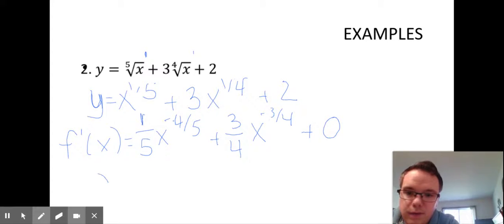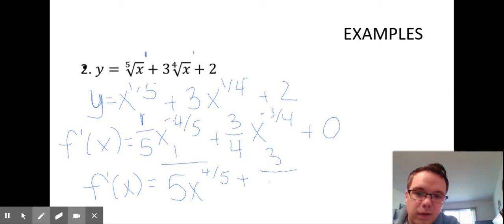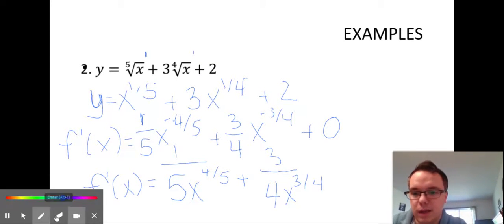So our derivative in the end, remember we don't want negative powers, so we're going to put them on the bottom. So we're going to have 1 over 5x to the 4/5, plus 3 over 4x to the 3/4. So we have positive powers, we have fractions. That is our answer.